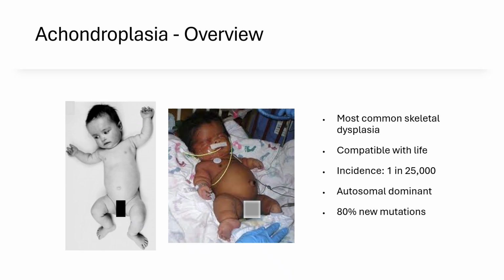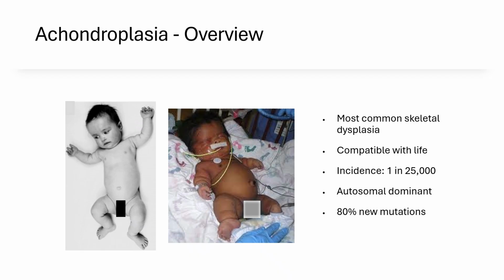The fundamental concept to grasp is that achondroplasia represents a condition that's fully compatible with life, meaning affected individuals can live normal lifespans with appropriate medical management. This distinguishes it from many other skeletal dysplasias that create life-threatening complications. The incidence of 1 in 20,000 births makes it rare enough that many practitioners have limited experience, yet common enough that you'll likely encounter it during your career.